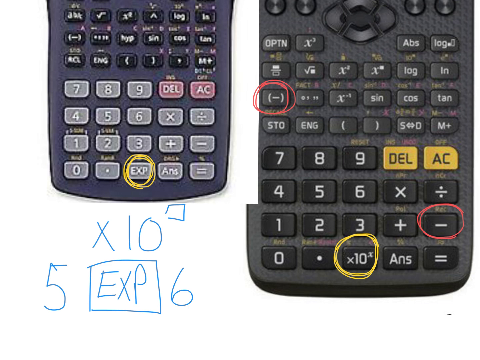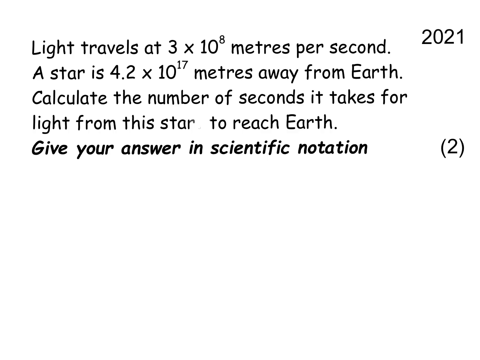Okay, so let's get into some examples, and I'm literally going to work through the past papers in reverse order, from 2021 backwards for a couple of years. So this was a question last year. Light travels at this speed per second. A star is this distance away from Earth. We have to calculate the number of seconds it takes for the light from this star to reach Earth.